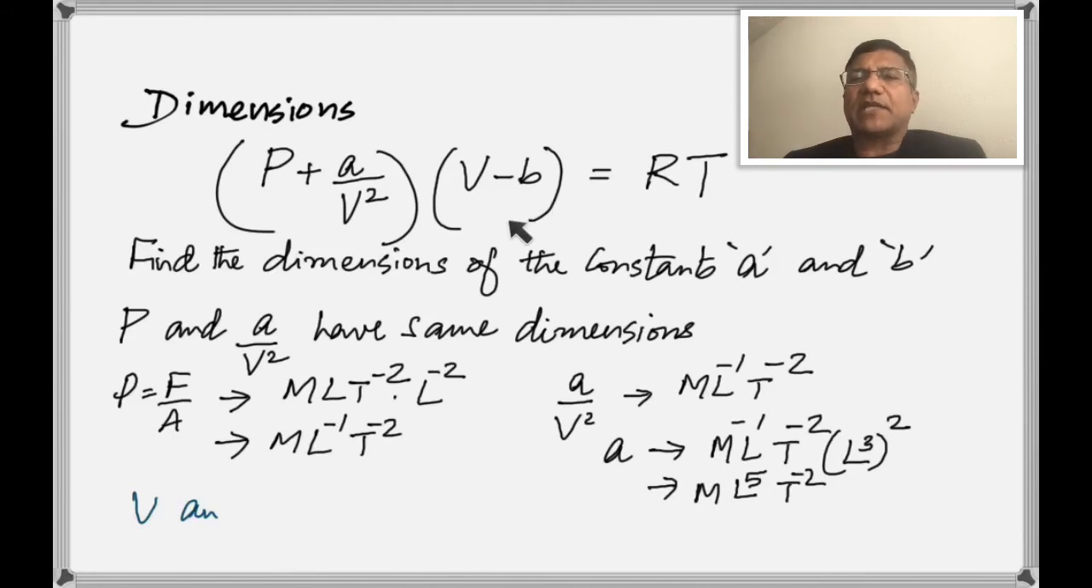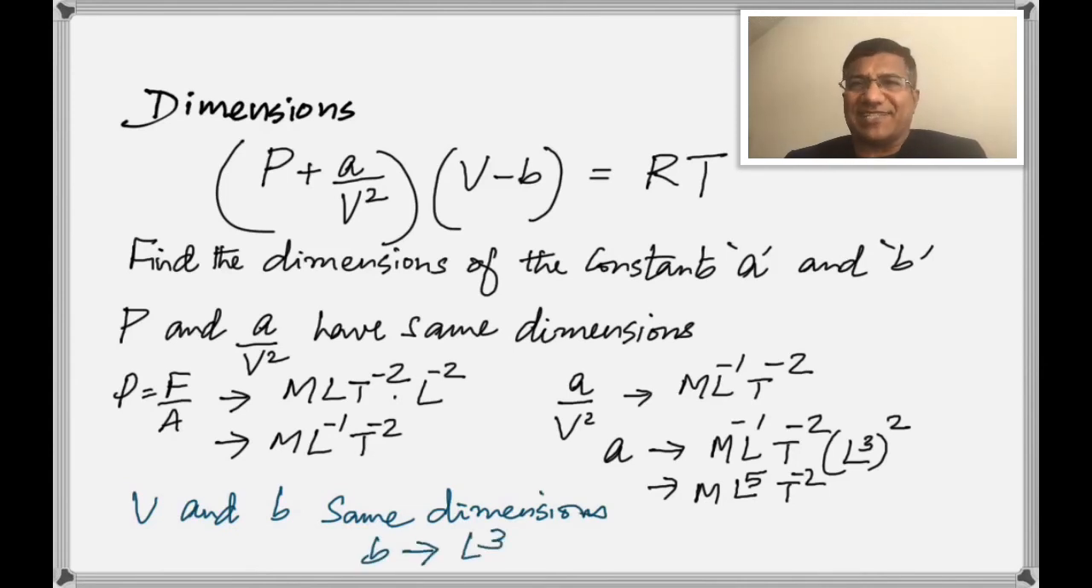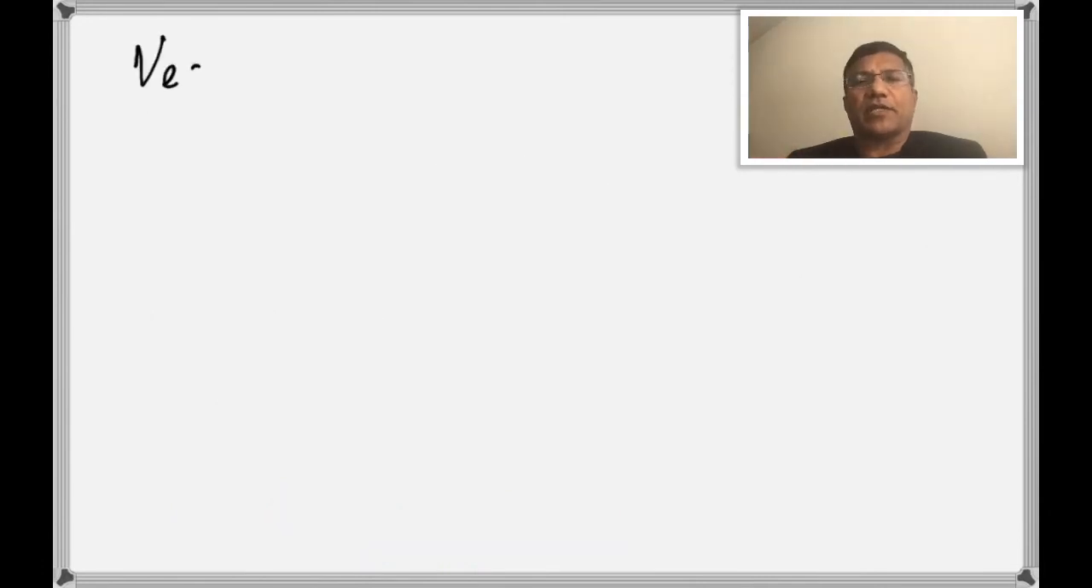Hope that makes sense. And then to find the dimension of B is pretty simple. It should have the same dimension as that of volume, which is L cubed. So V and B have the same dimension, and that should be L cubed. So that's one word about dimensions. And it's pretty useful in finding if an equation is correct or it's wrong.